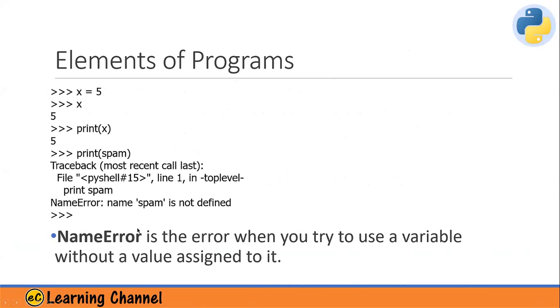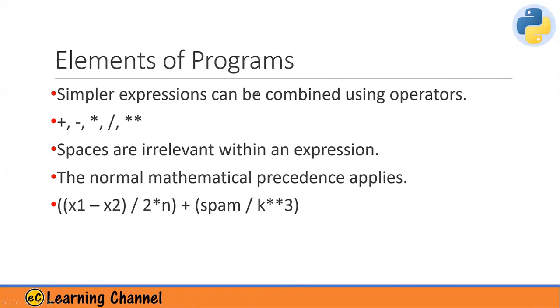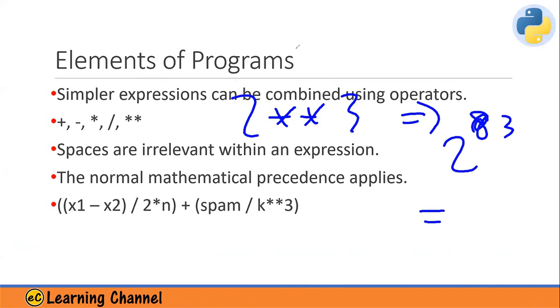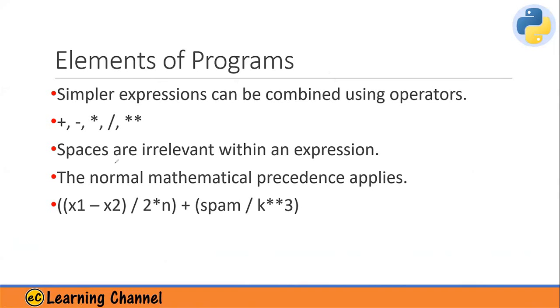Okay, so this is okay. And then the element. Then after the expression, you have an operator: plus, minus, star, slash. Star is for multiplication, slash for division, and double star is the power. So 2 star star 3 means 2 to the power 3, which actually equals 8. The normal mathematics precedence applies here.